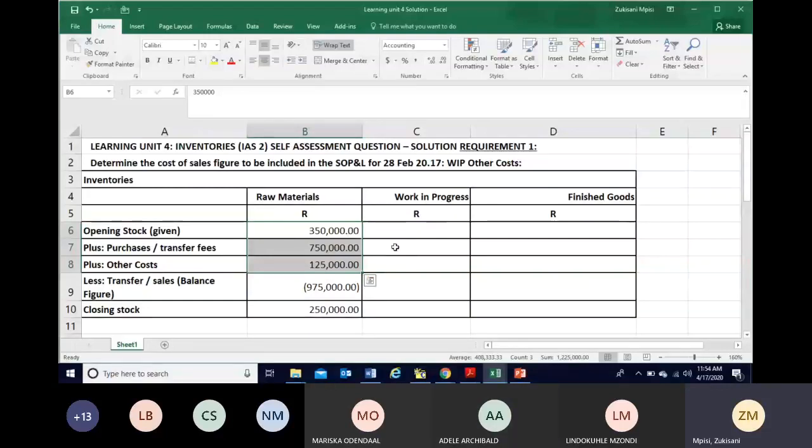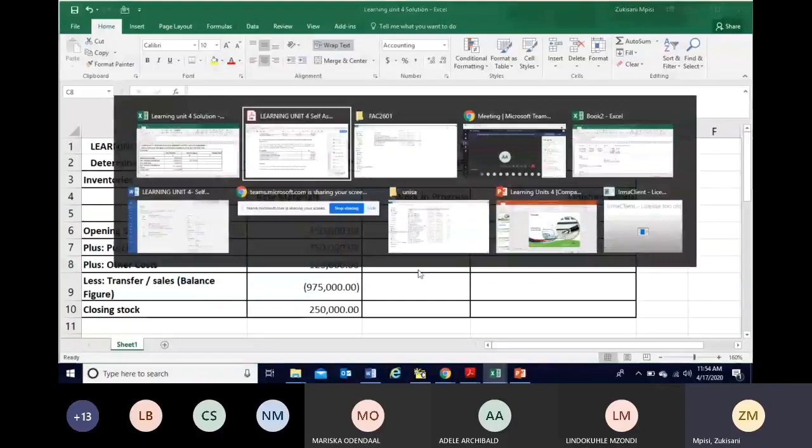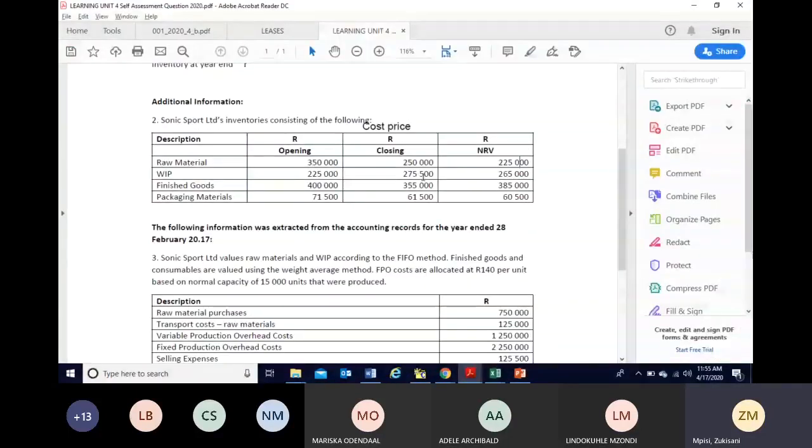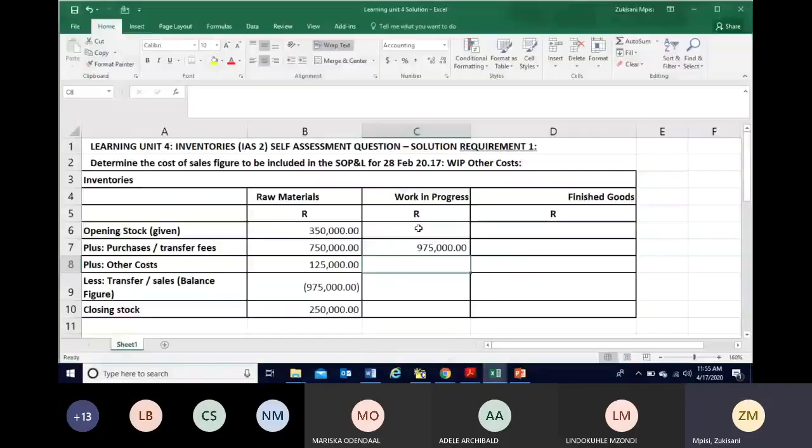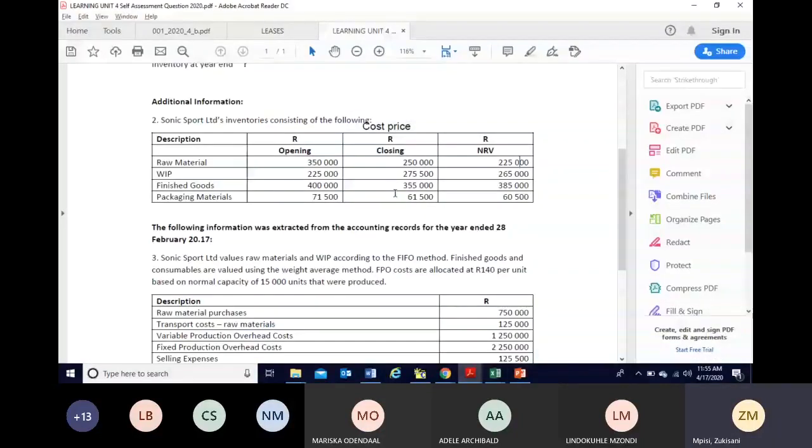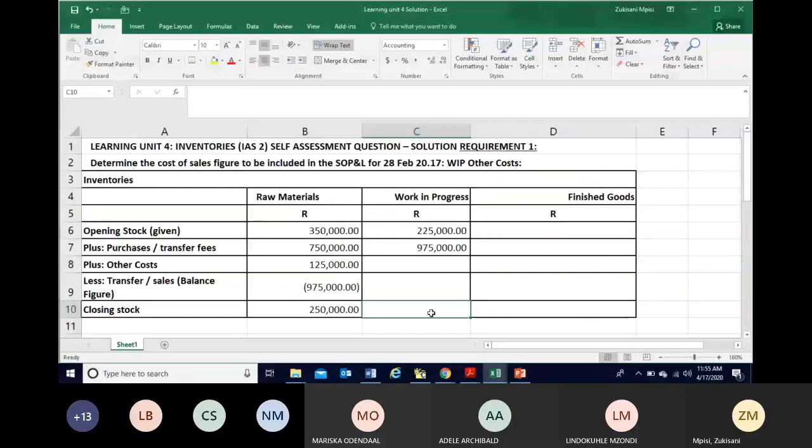So under work in progress, we're going to have under transfers 975,000 that comes from raw materials. Remember, on work in progress, we also have its opening, and we also have its closing stock. So on opening, we'll have 225,000, and then on closing, we'll have 275,500. And the question then is, on work in progress, do we have any other cost? And the answer is yes. Remember, in work in progress, this is where you would have your variable production overhead and fixed production overheads, which is your labor that you are using, plus other conversion costs to actually develop a finished product.